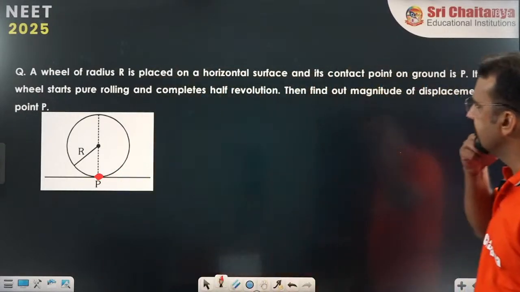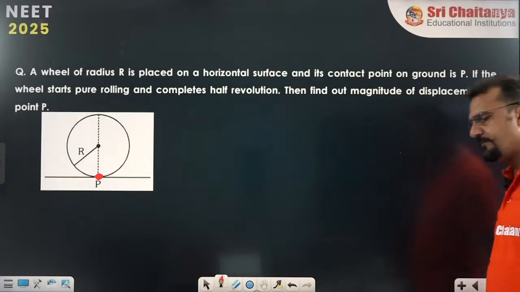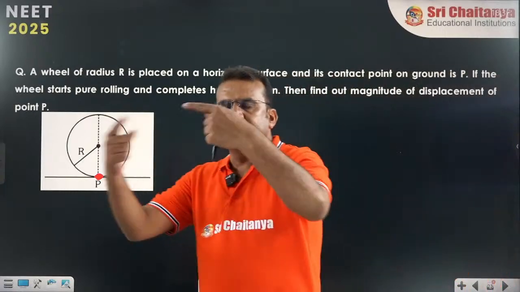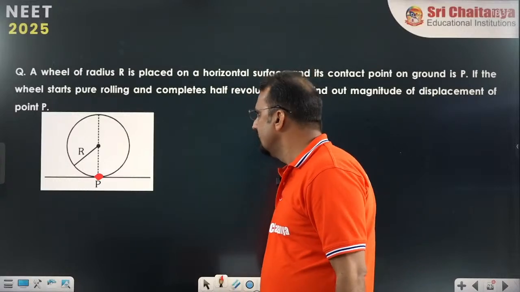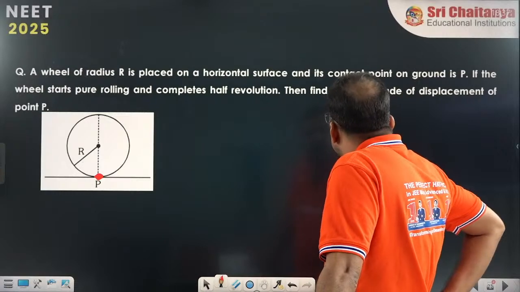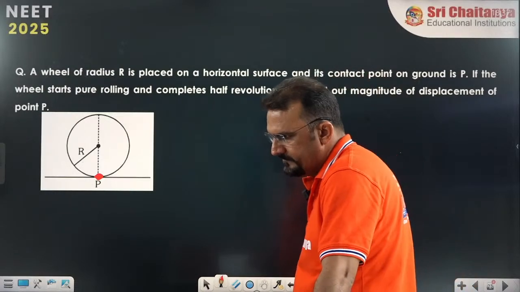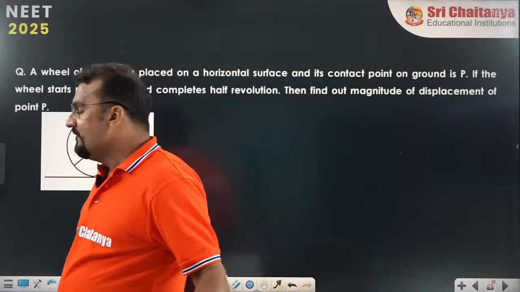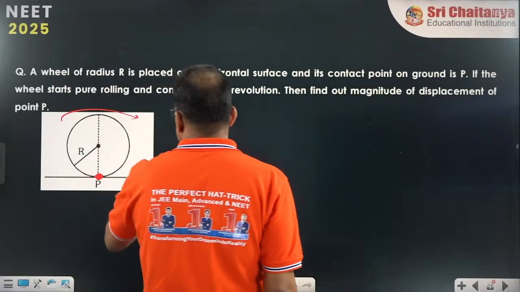A wheel of radius r is placed on a horizontal surface and its contact point on the ground is P. If the wheel starts pure rolling, pure rolling means it is going to move forward like a cycle is moving, or you can say a car is moving. Pure rolling and completes half revolution, then find out the magnitude of displacement of point P. Are you getting this point? Very, very important. That means this wheel is moving like that.